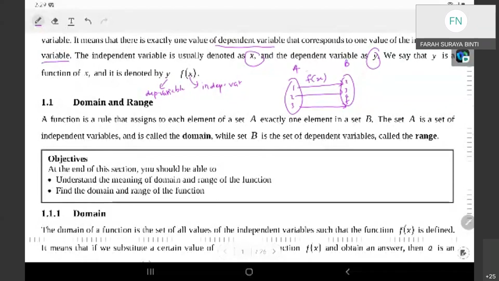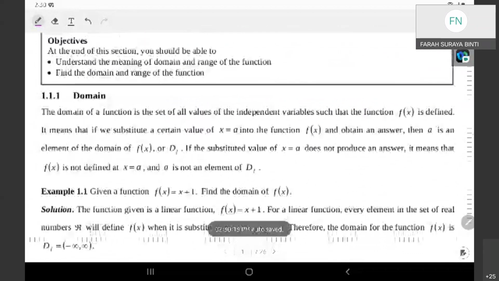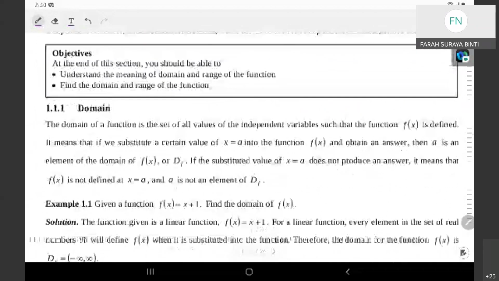Okay, the set A is the set of independent variables. So 1, 2, 3 is the element of the independent variable, and we call it the domain. So 1, 2, 3 is the domain, while set B is the dependent variable. So 2, 3, 4, 5 is the dependent variables, and we can call them the range. Okay, so maksudnya domain adalah yang independent variable and range is the dependent variable. Okay, kita tengok yang domain tadi. Domain tadi adalah independent variable.